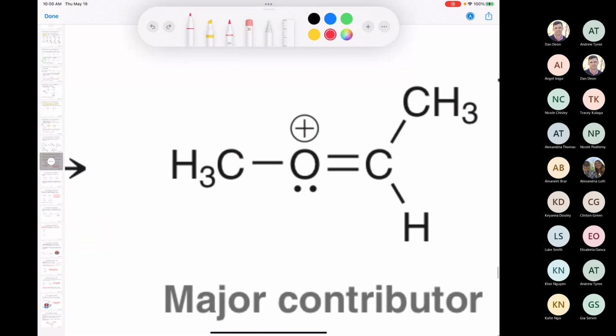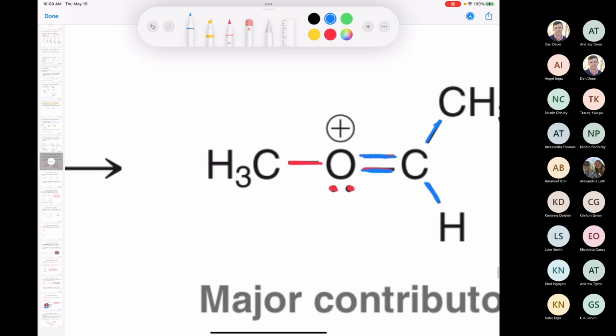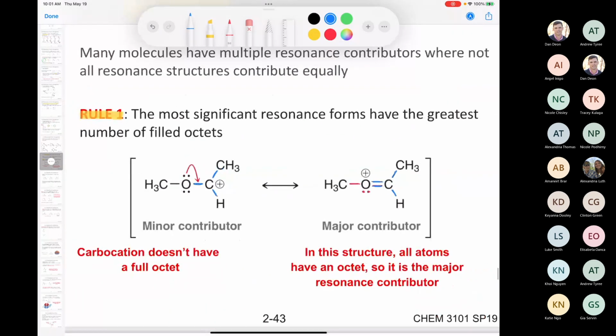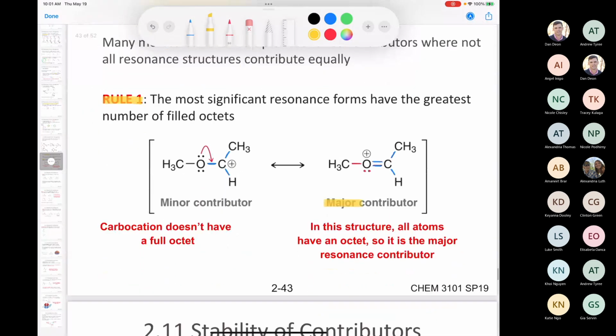The oxygen here is surrounded by 1, 2, 3, 4, 5, 6, 7, 8 electrons. It does have an octet. And the carbon is surrounded by 1, 2, 3, 4, 5, 6, 7, 8 electrons. So it has an octet. If I go over to this structure, you can see that the oxygen is surrounded by an octet, but the carbon is only surrounded by 1, 2, 3, 4, 5, 6. Even though this is a valid resonance contributor, it is going to be the minor contributor, and this would be the major contributor because every atom has a complete octet, except for the hydrogens, of course, which can't have octets. So that's the first rule.